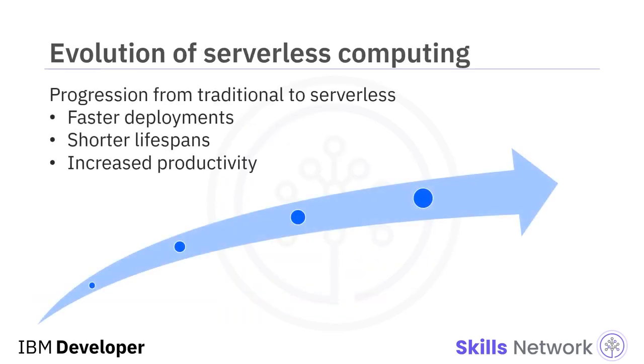Now, the history of IT computing shows a progressive trend from traditional computing to serverless computing, leading to faster deployments, shorter lifespans, and increased productivity. Several milestones mark this evolutionary trend. Traditional computing uses physical machines but is hampered by upfront investments, capacity planning, and more. Physical machines take weeks or months to deploy and have a lifespan of several years.